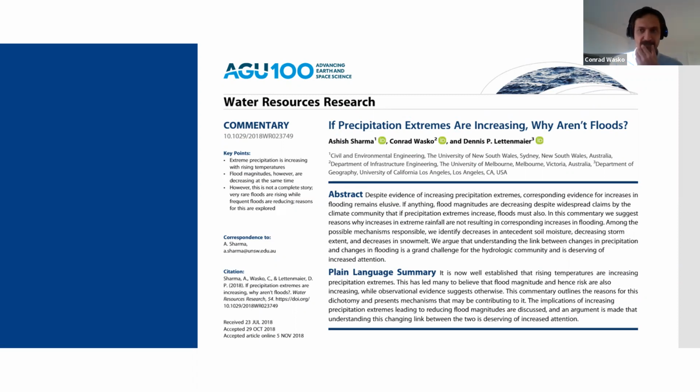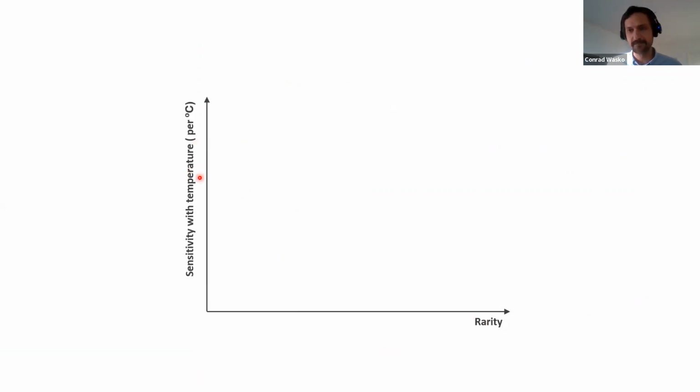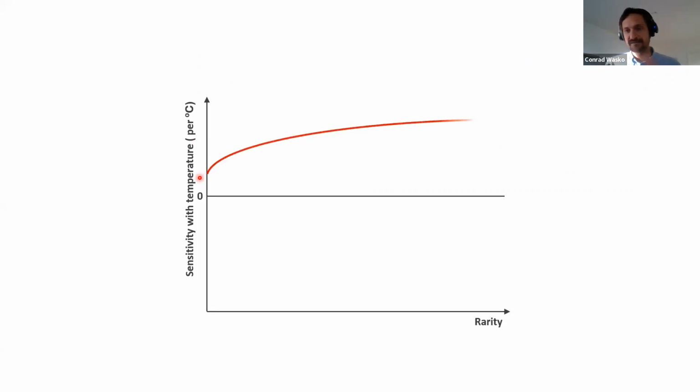The hypothesis was something like this: if I have how extreme the event is, how rare the event is, on the x-axis, and on the y-axis I have a sensitivity with temperature, extreme rainfalls are going to increase. And the more extreme the rainfall is, the more it will increase with climate change. I think we feel quite comfortable with that. But for stream flow, and it depends on where you are in the world, in a lot of regions these frequent events won't necessarily increase with climate change.